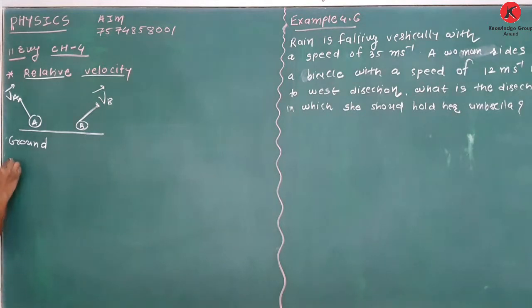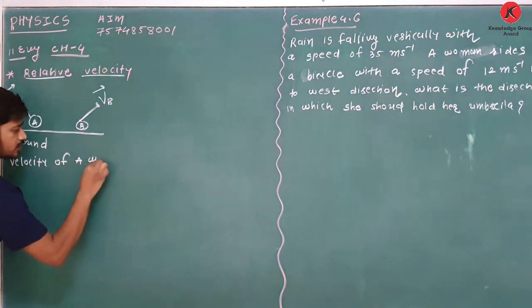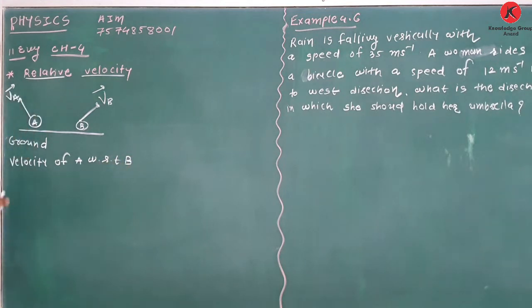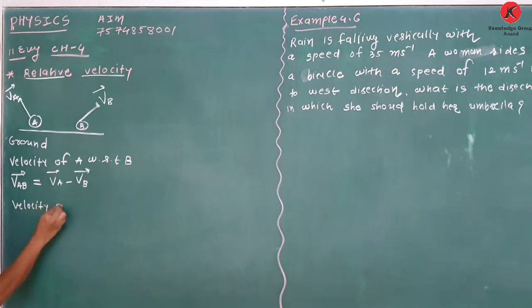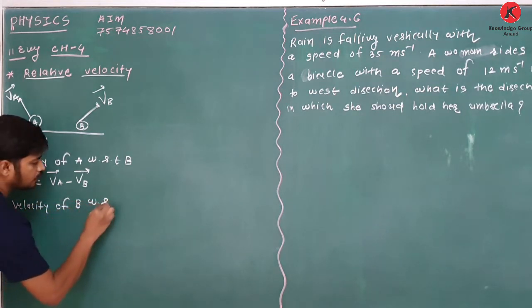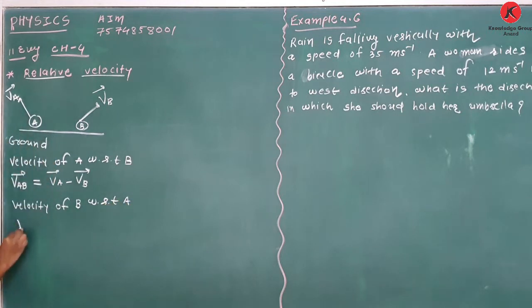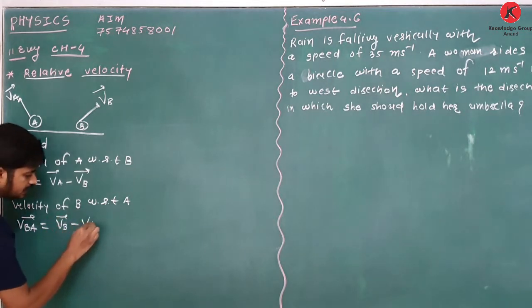See here, velocity of A with respect to B. How to indicate? VAB is equal to VA minus VB. So you know its equation. Velocity of A with respect to B, VAB is equal to VA minus VB. Similarly, velocity of B with respect to A, VBA is equal to VB minus VA.